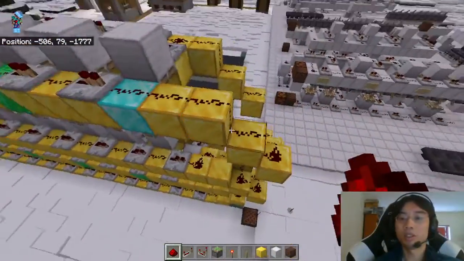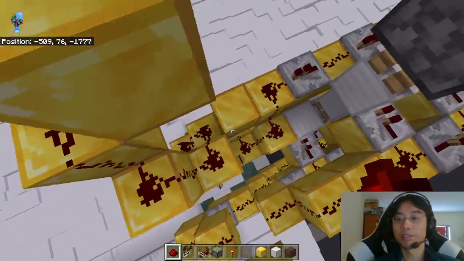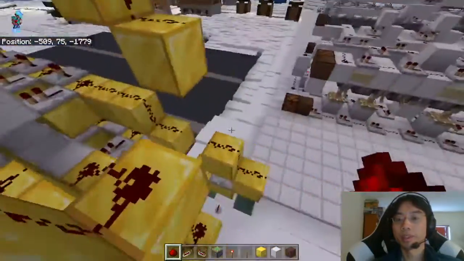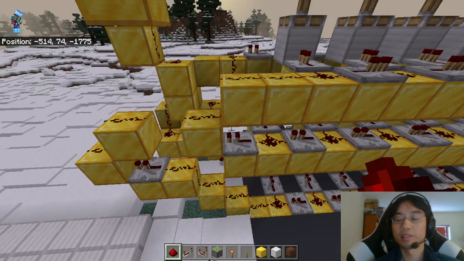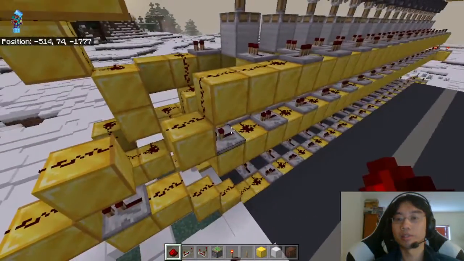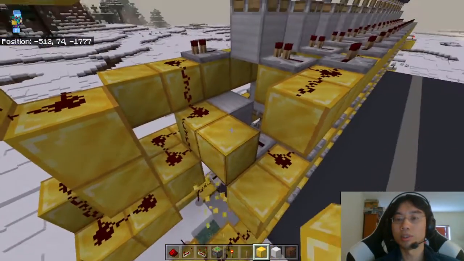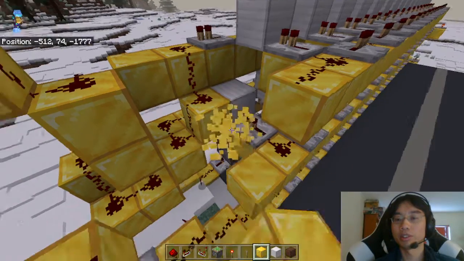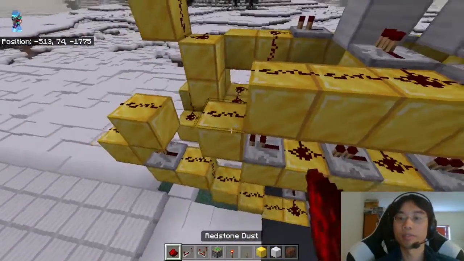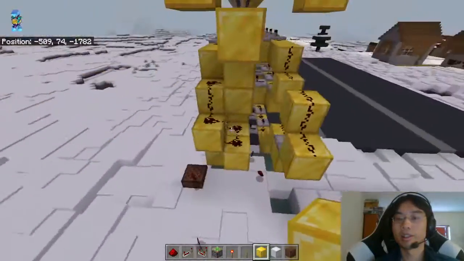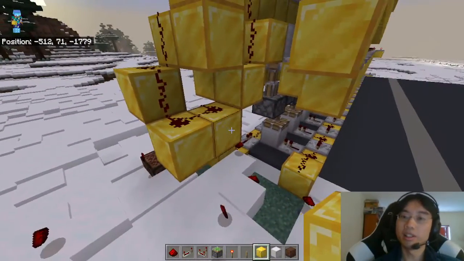Wild. 1, 2, 3, 4, 5. I mean, I can just test it, I guess. Wait, no, this. Oh, no, this is fine. Now for this other side. Maybe I want to change this. No, because that would interfere with that. I can't really afford to change that. Like here.